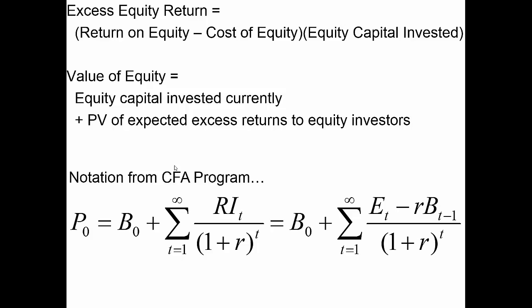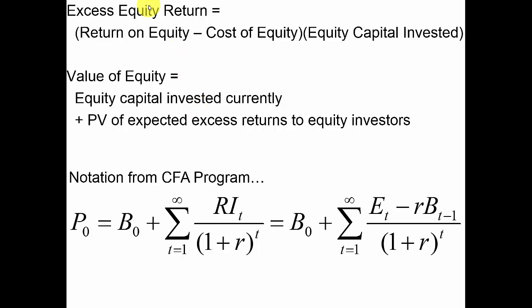But when you're using this excess return model, you're basically focusing on the beginning book value, this B0, which is in both of these formulas. Again, Aswath Damodaran calls it the equity capital currently invested. So it's much easier to have faith in a number that is in the current time period as opposed to some estimate of value that's far off in the future.